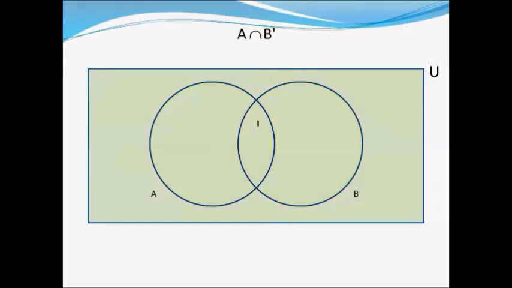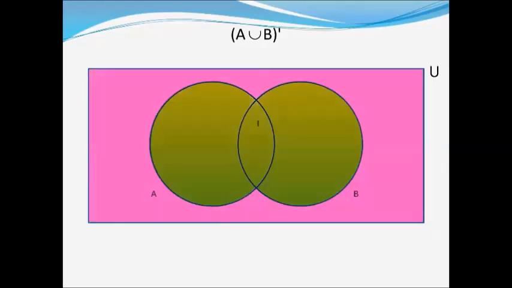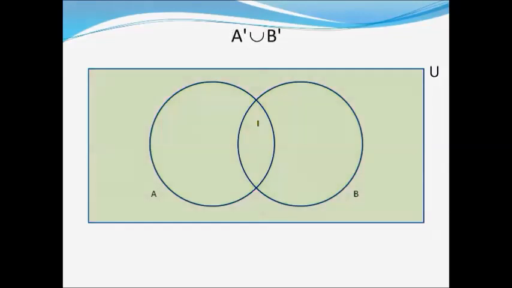Next, A intersection B prime. That's how you present the shaded area. Next, we have A union B prime. I think these primes and symbols were presented last week in the laws or theorems. If you're planning to illustrate it using the Venn diagram, you can do it just like this. Next, we have A prime union B prime. That's how you shade the area.